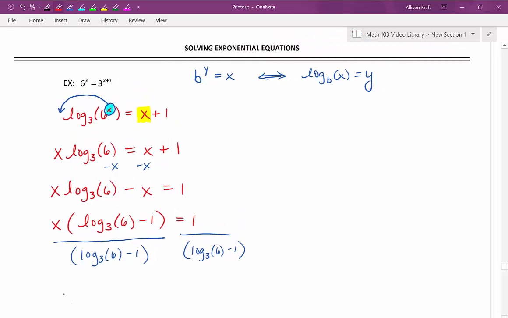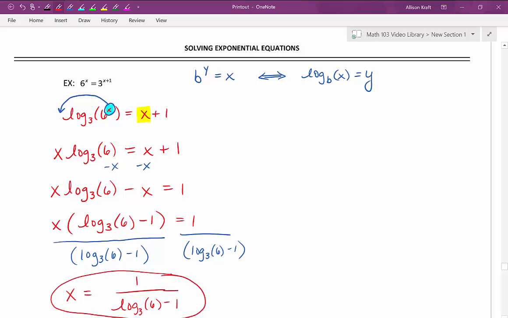Our exact answer is x equals 1 over log base 3 of 6 minus 1. That's our exact answer. However, our directions also asked us to get an approximate answer rounded to the nearest thousandth. Since our log is base 3 in our answer, we're going to have to use the change of base formula to get the approximation.